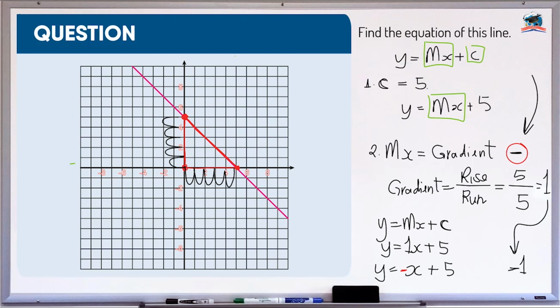We know the plus 5 is our y-intercept. And we know y is negative x because the line graph runs from top to bottom, so that makes it negative. That's why it is minus x. Beautiful.